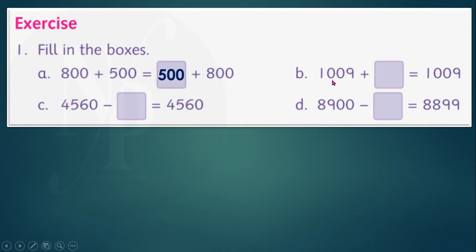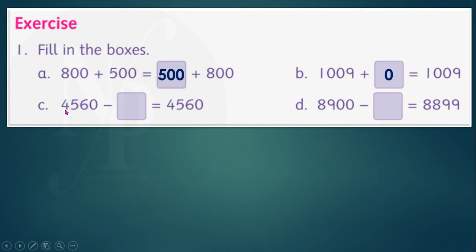Coming to B, we have 1009 plus an empty box, and on the right side of the equal to sign we have 1009. We have the same number. So on adding which number do we get the same number? If we add 0 to the given number, you will get the same number. Therefore, you should write 0 in this box.